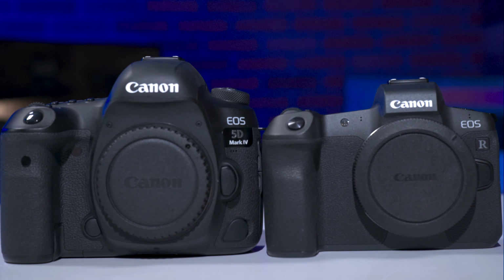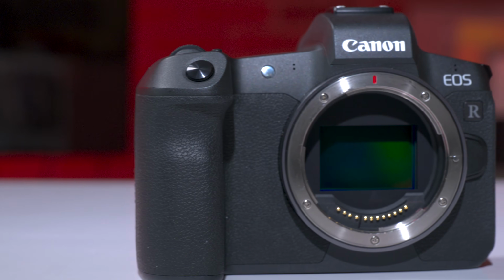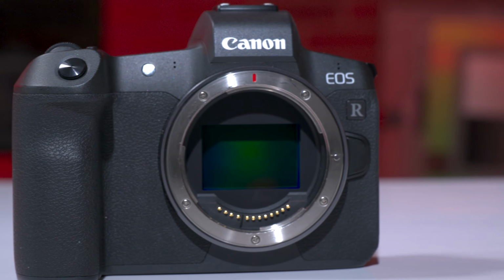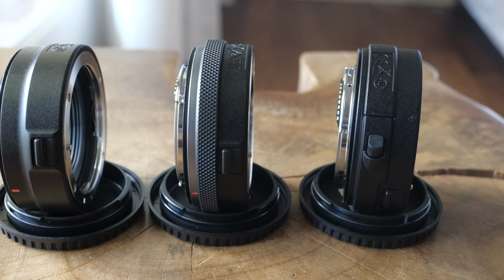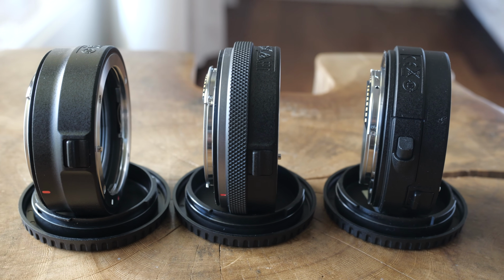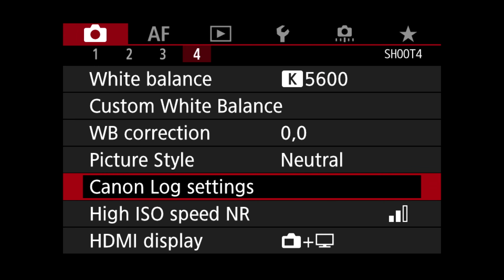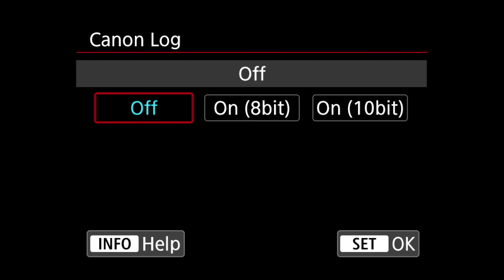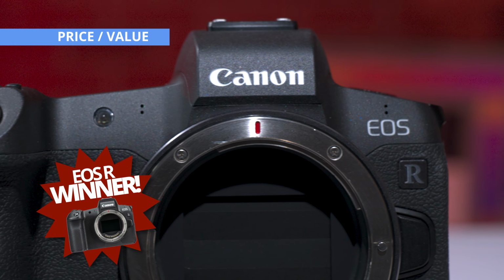Right now, both cameras are at a great price. The 5D Mark IV is $2,000 and the EOS R is $1,500. If you have EF lenses or plan to and want to shoot with the EOS R, you'll need to spend $100 to $400 on an adapter. The media is more expensive for the EOS R, but it's way faster. There's no need to pay for an upgrade on the EOS R for C-Log like with the 5D Mark IV. Winner is the EOS R.